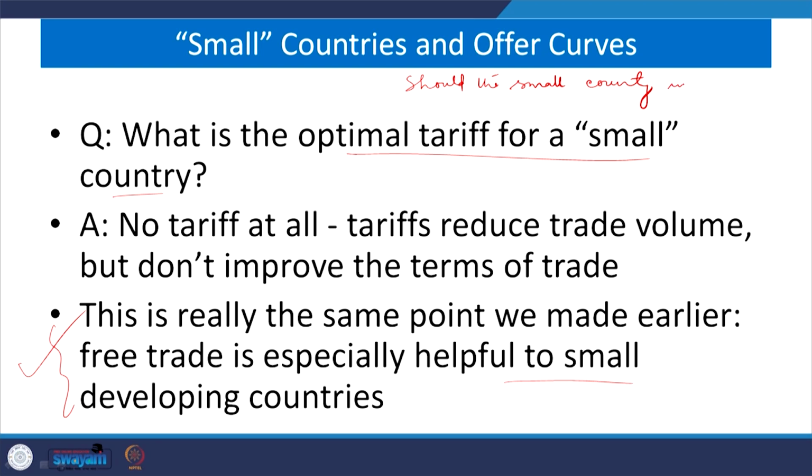There are two reasons to believe it should not. One is that it reduces the volume of trade. It also reduces their consumption basket, and it is not at all improving their terms of trade. So, this is one of the very important questions we must try to explain in as much detail as possible.